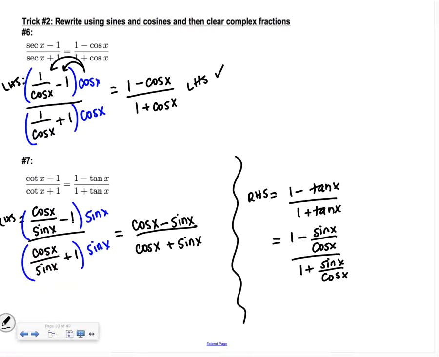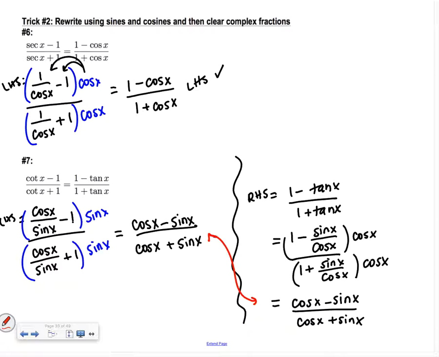And I'm going to multiply it by cosine of x over cosine of x. So when I do that, I get cosine of x minus sine of x, looking familiar, over cosine of x plus sine of x. So now that these are equal to each other, I'm good.